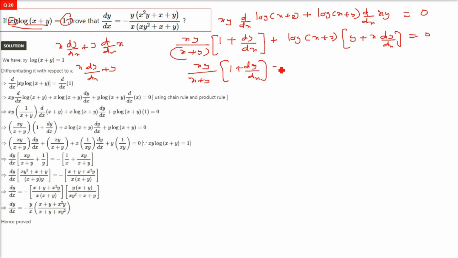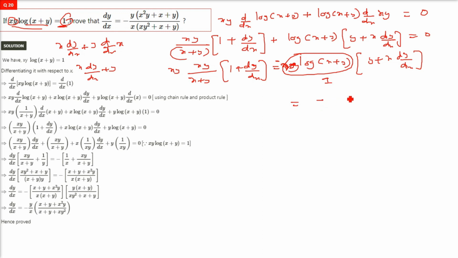So this is just hit and trial. I am taking the other thing on the right hand side, minus log xy. We have y plus x dy by dx. So what I am going to do is, we know that xy into log xy is 1. So I am multiplying xy on both the sides by myself. So this xy I have already multiplied, and if you see here, this xy log x plus y on the right hand side is 1. So you have a negative y plus x dy by dx.